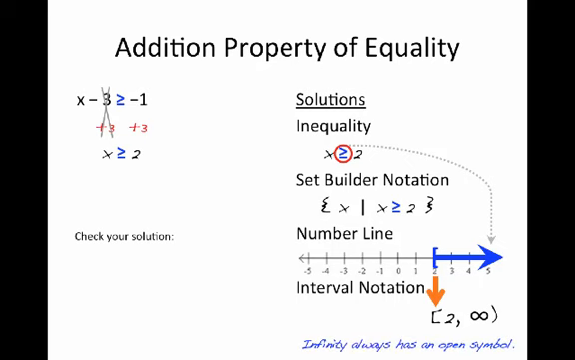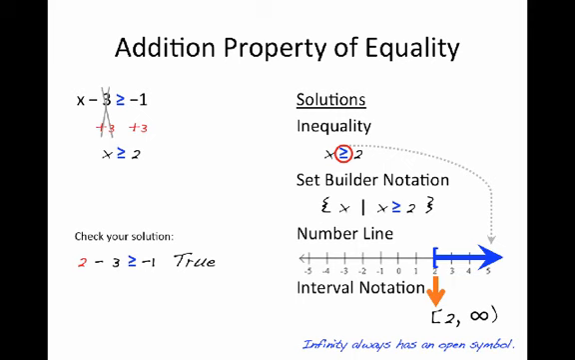We can also check our solution. Let's plug in 2 for x. We would have 2 minus 3, which is negative 1. Negative 1 is greater than or equal to negative 1. Well, negative 1 is equal to negative 1, so this makes a true statement.